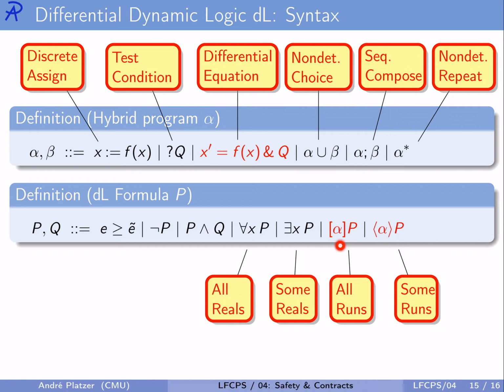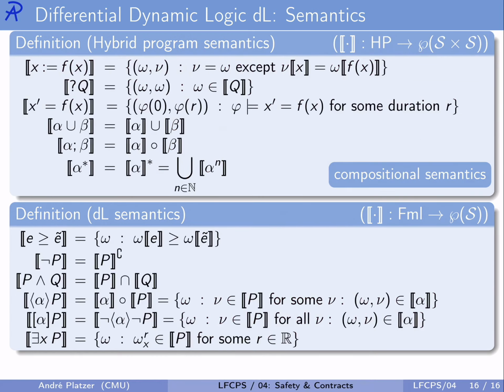that all runs of the hybrid program alpha are such that the final states we get to satisfy the DL formula p, while alpha diamond p says that there is a way of running the hybrid program alpha to a state where p holds true. The semantics is the following, where the semantics for a hybrid program is a reachability relation relating initial states to some final states, and the semantics of differential dynamic logic formulas is a function that maps formulas to the set of all states in which they happen to be true.